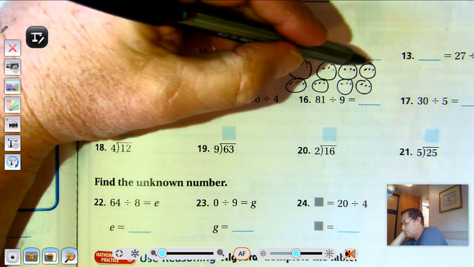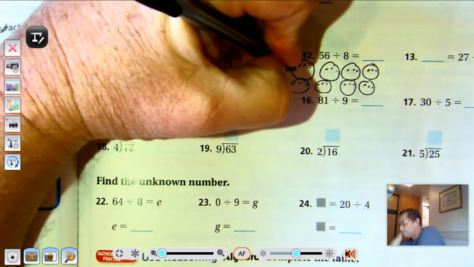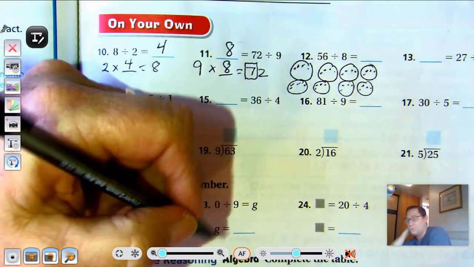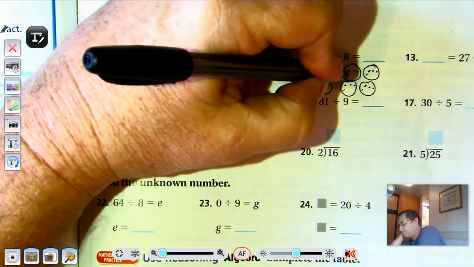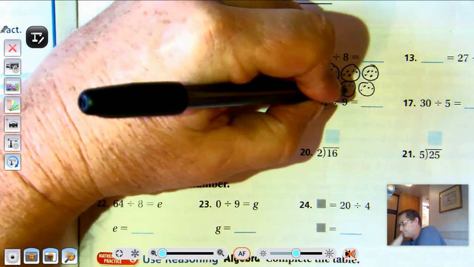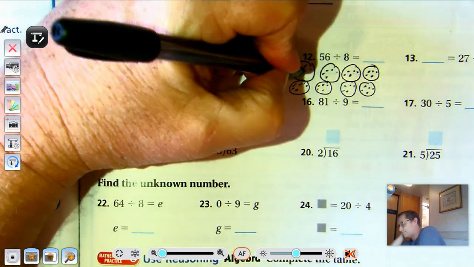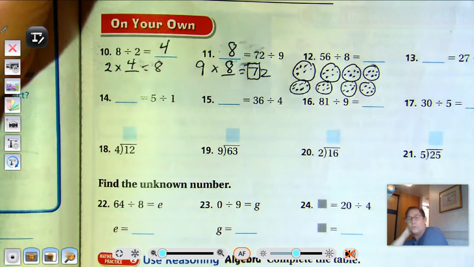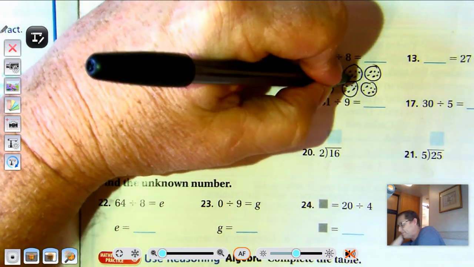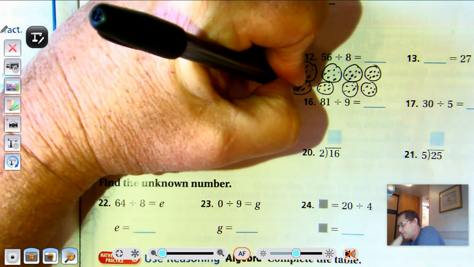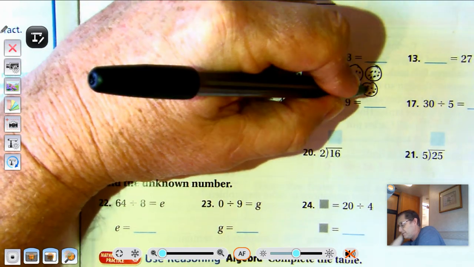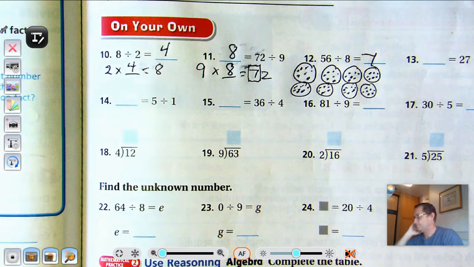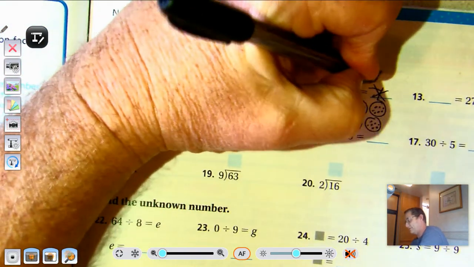Okay, so that's 3, 6, 9, 12, 15, 18, 21, 24, 28, 32, 36, 40, 44, 48, 50, 52, 53, 54, 55, 56. And we have 7 in each group. 7.